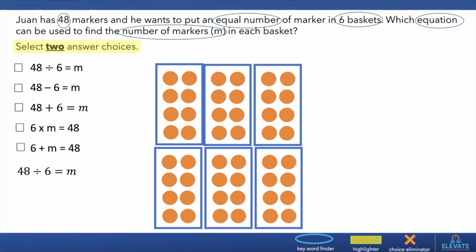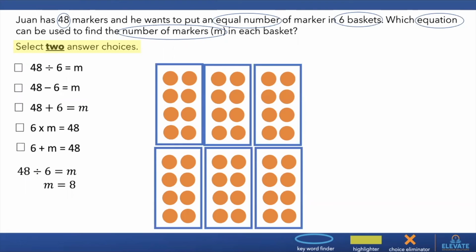48 represents the total or the dividend. 6 represents the number of groups or the divisor. The division sign is used because the objects were equally shared among the groups. Even though M is in the location of the quotient, we know that M is equal to 8. We are instructed to select 2 answer choices.